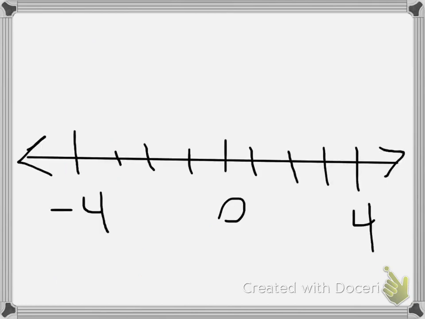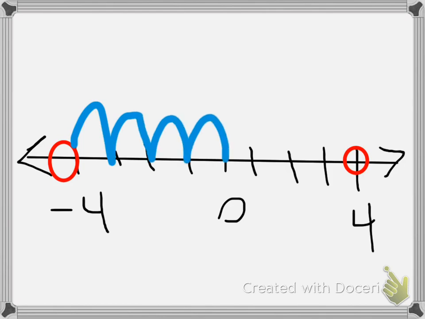So if we look at the position of negative 4 and 4 on a number line, right there and right there, we can definitely see that they are 4 places away from 0 on the number line. 1, 2, 3, 4. And then from positive 4, 1, 2, 3, 4.